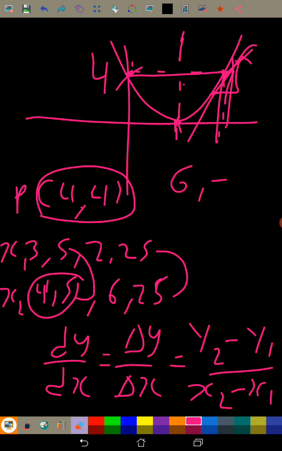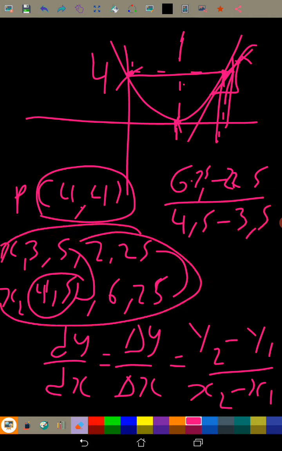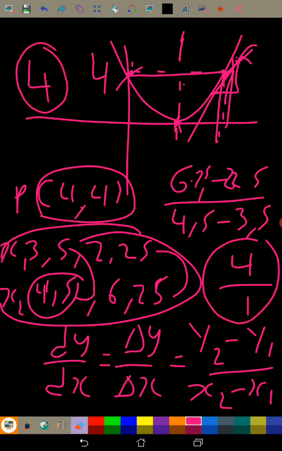So 6.25 minus 2.25, sorry, divided by 4.5 minus 3.5. That's what we got here with those points close to the point P. So here we will have 4 and here we will have 1, so the gradient should be 4. And that's how it's written in the book as well. And I tried different things.